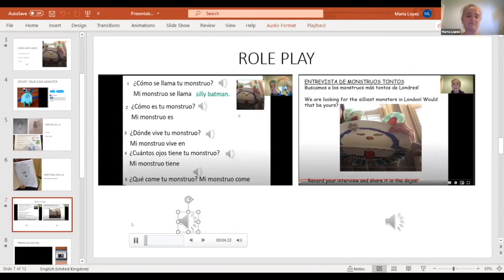¿Cómo se llama tu monstruo? Mi monstruo se llama Santa Eugenia Juan. ¿Cómo es tu monstruo? Mi monstruo es amarillo, marrón, rojo, azul, naranja, verde. ¿Dónde vive tu monstruo? Mi monstruo vive en Shooting Londres. ¿Cuántos ojos tiene tu monstruo? Mi monstruo tiene 3 ojos. ¿Qué come tu monstruo? Mi monstruo come.